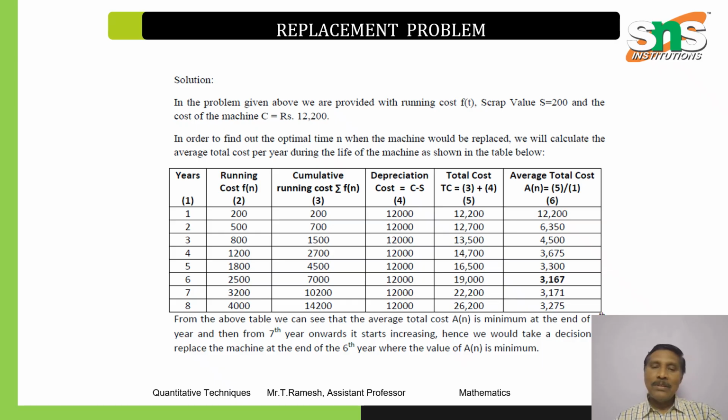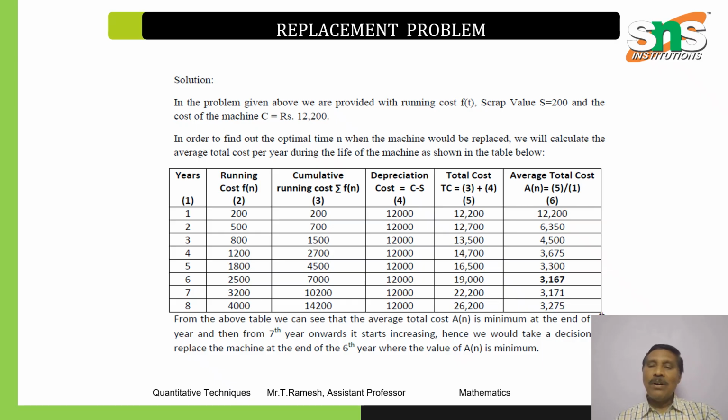And the second value is 700 and the 12,000. So 12,700. Next, for the third year, 1,500 is the cumulative cost and its depreciation value is 12,000. So the total is 13,500. Likewise, for all 8 years.